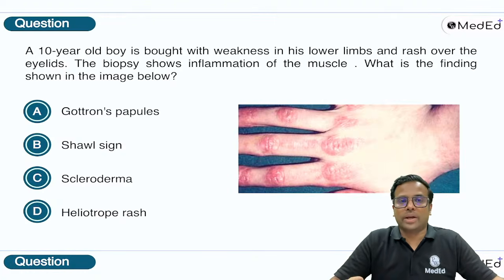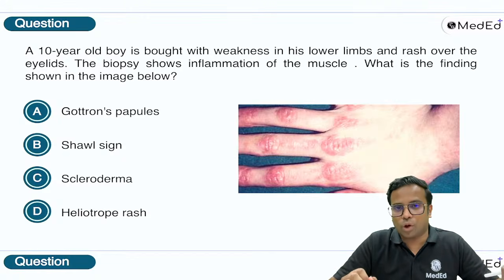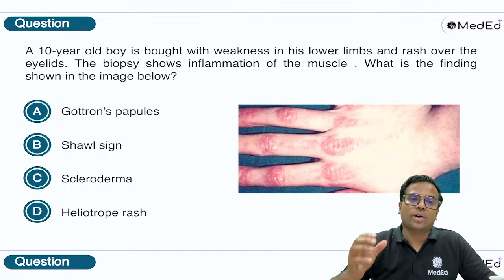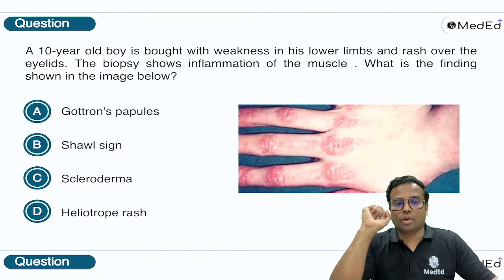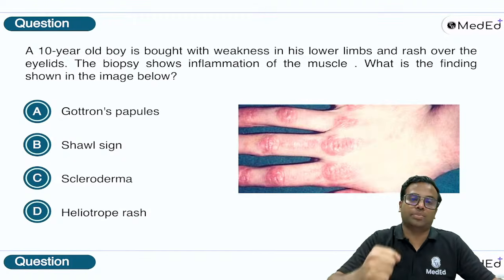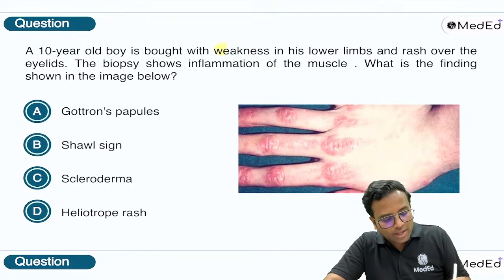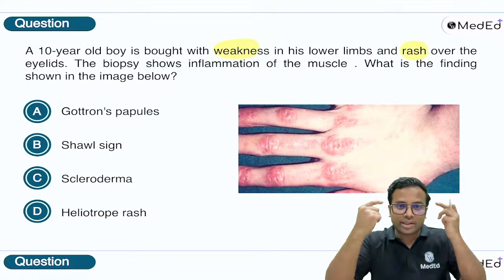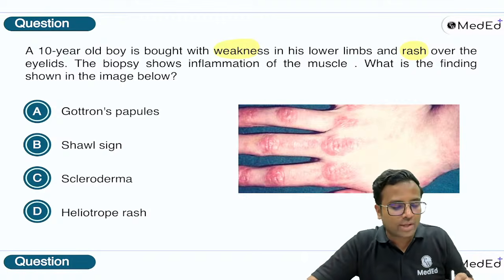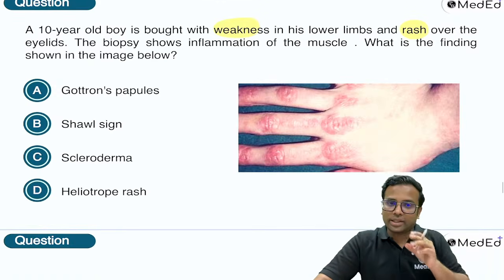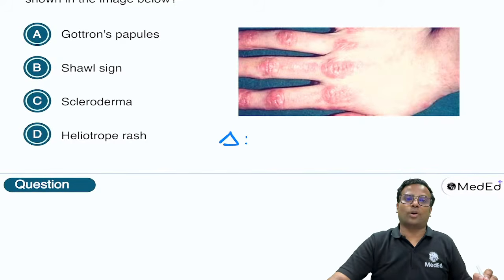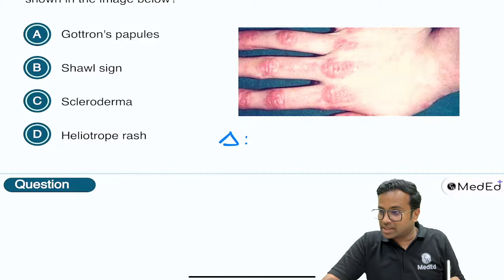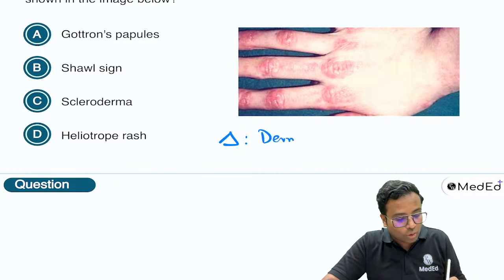A 10-year-old boy is brought with weakness of his lower limbs and a rash over the eyelids. The biopsy shows inflammation of the muscle. What is the finding shown in the image below? So there is some muscle weakness and there is a rash over the eyelids as well. First, before we even comment on anything, when you see all these things together, is there any diagnosis that comes to your mind? Yeah, I know all of you are giving the answers in the chat box. Very good, Petals and Places. It should be dermatomyositis.